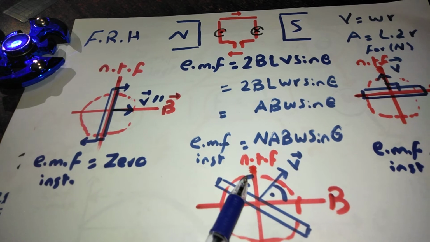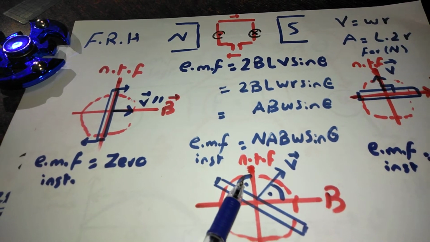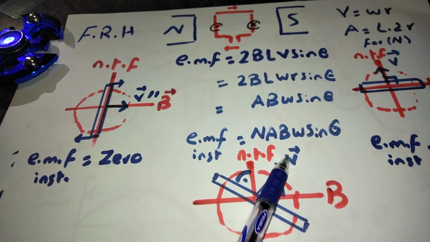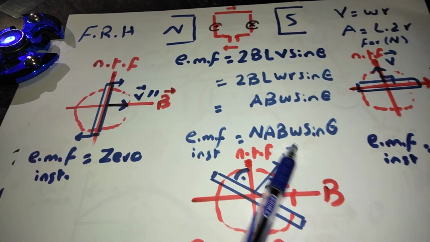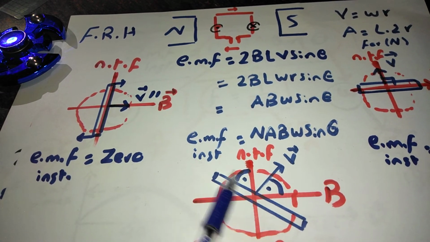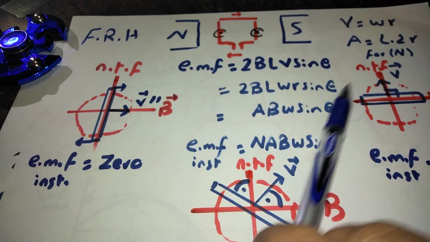In such a case, the angle of rotation from the normal position is equivalent in substitution to the angle between the direction of velocity and the field. Of course, the direction of velocity is the normal to the plane of the coil.